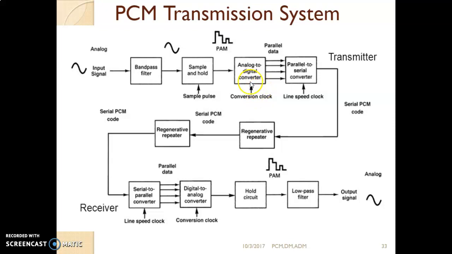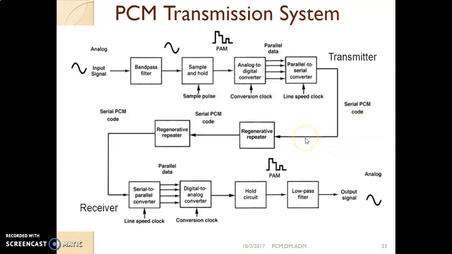So the output of the analog to digital converter will be a parallel stream of data, but when we are transmitting onto a communication channel, we need to transmit serial data. So there is a parallel to serial converter block which will convert a parallel stream of data into a serial stream. And this particular serial stream is going to be transmitted through a communication channel. So you can see it is a serial PCM code.